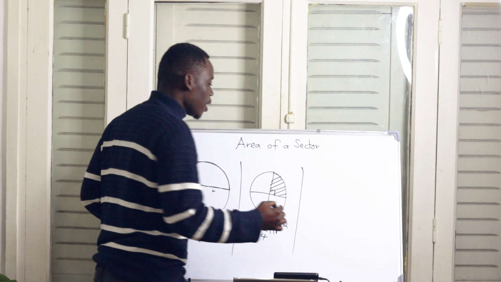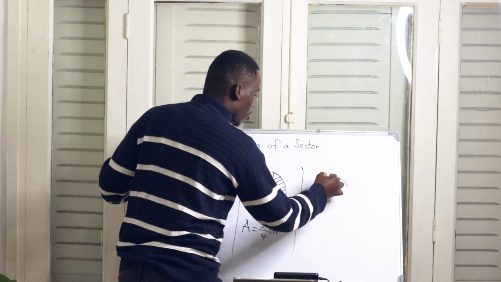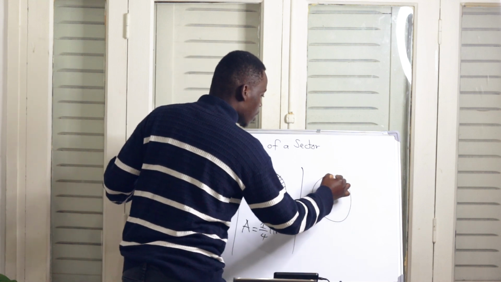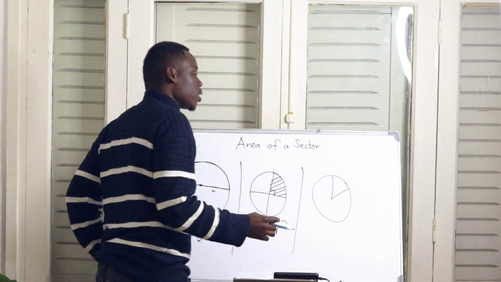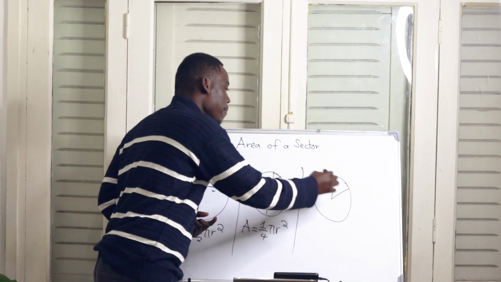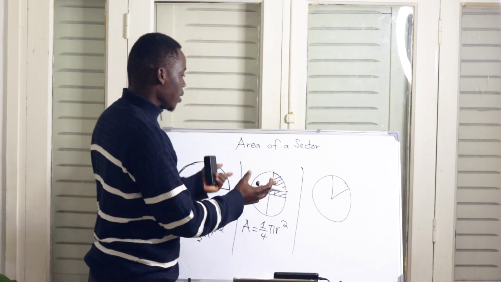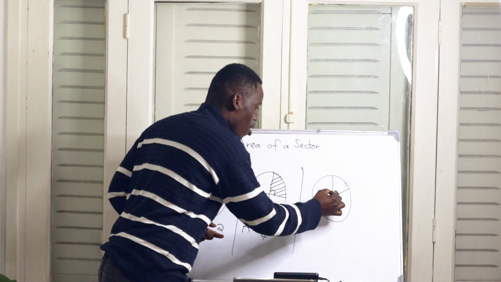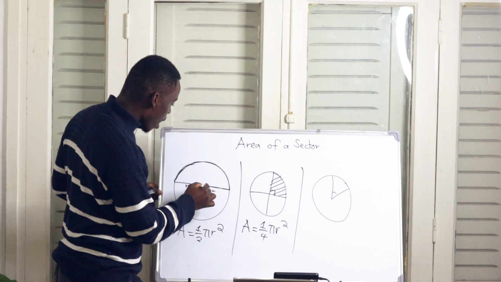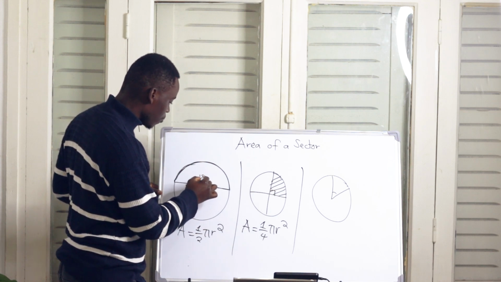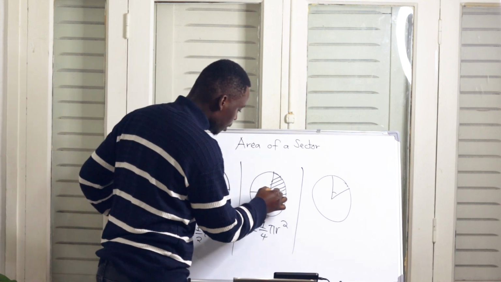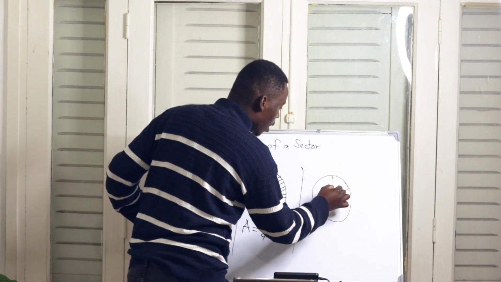Now, in a case where you are given a circle with a sector and we don't know how many of them are in that particular range, we don't know the angle in between. If you notice here, the angle is 180 degrees. Here, the angle is 90 degrees. Here, we don't know what the angle is.